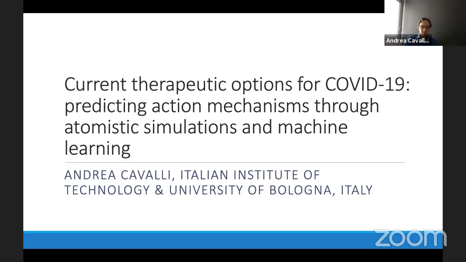Today, I would like to discuss with you current therapeutic options for COVID-19 and how I and others try to utilize computational methods, including atomistic simulation and machine learning, to try to explain and possibly also to predict the mechanism of action of available therapies for this outbreak.